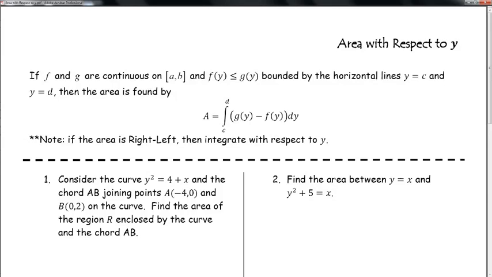And we're talking about, instead of vertical lines, being bounded by horizontal lines of y equals c and y equals d. Then the area between two different curves is the integral from c to d of your larger, the one on the right, minus the one on the left. So note, if it's easier to do right minus left, then you really want to use integration with respect to y.